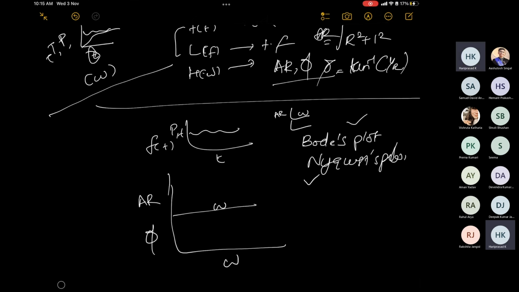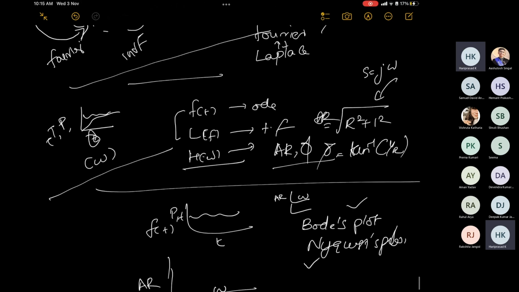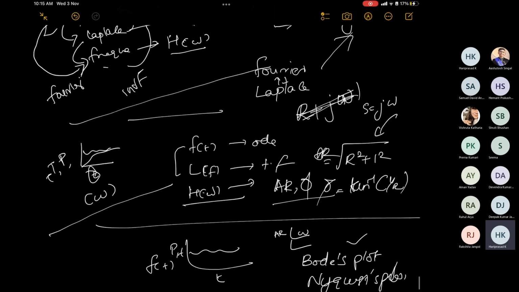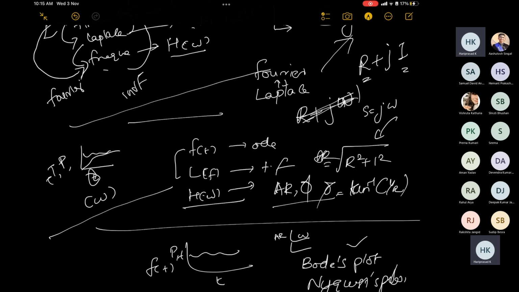Because there are two arguments, right? When you do s equals j omega, what you are eventually going to get is a complex number having the form of r plus j i, where r is the real part and i is the imaginary part. Now you can calculate the amplitude ratio as the square root of the sum of squares of the real part and the imaginary part, and the tan inverse of i by r would give you the phase angle. So you get two coordinates, but these are all varying with respect to omega.